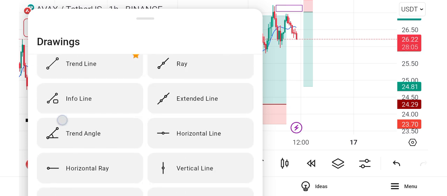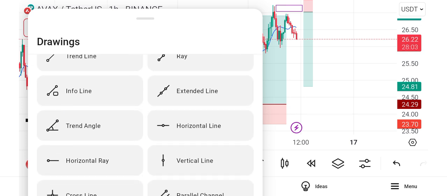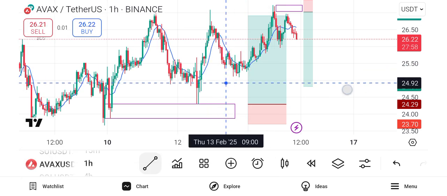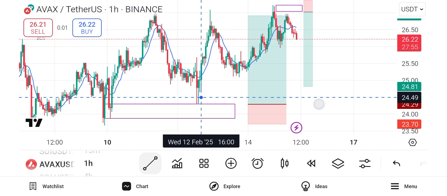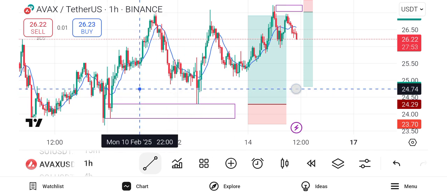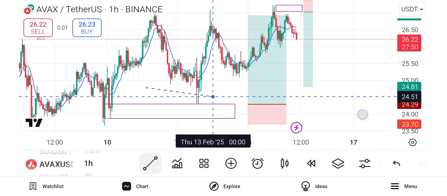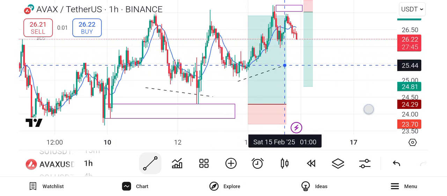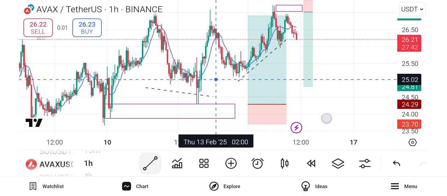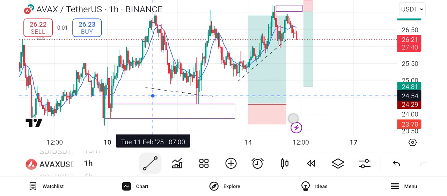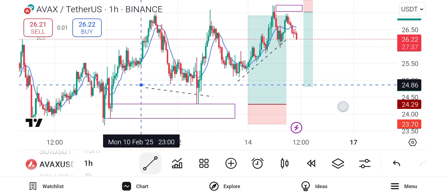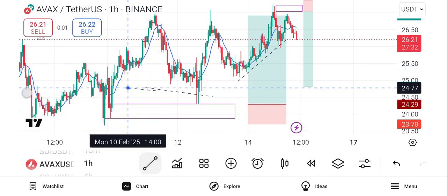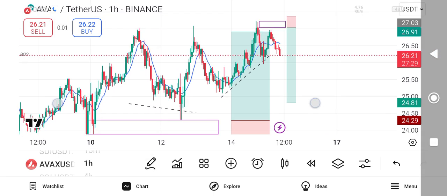There's a lot of liquidity. All here is liquidity. So there's a lot of liquidity for the market to harvest on.